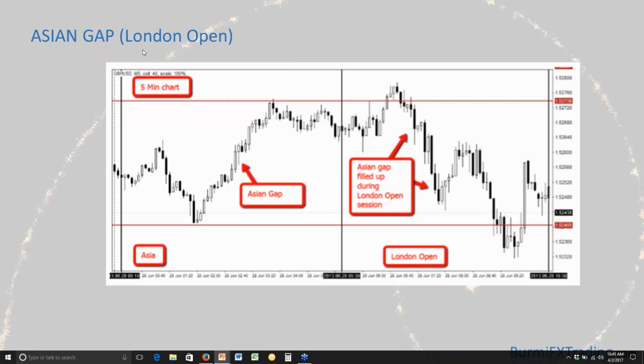Asian gap, very important price behavior here. Let's say during Asian session we see one-way price movement. For whatever reason, price is just moving to one side. In this example, price is just moving higher.